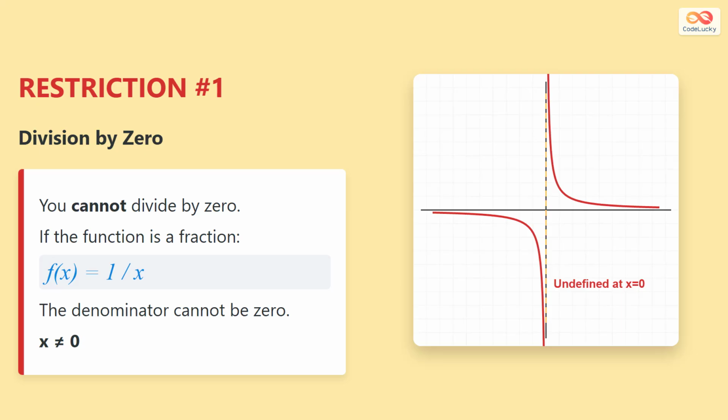However, not all numbers work in every function. There are two main rules you must remember. Rule number 1, you cannot divide by 0. If your function is a fraction, you must take the bottom part, the denominator, and ensure it does not equal 0.